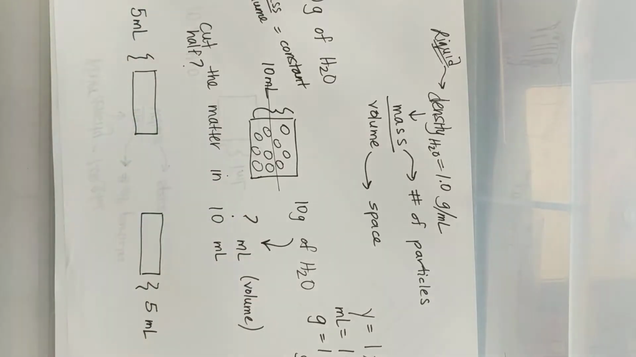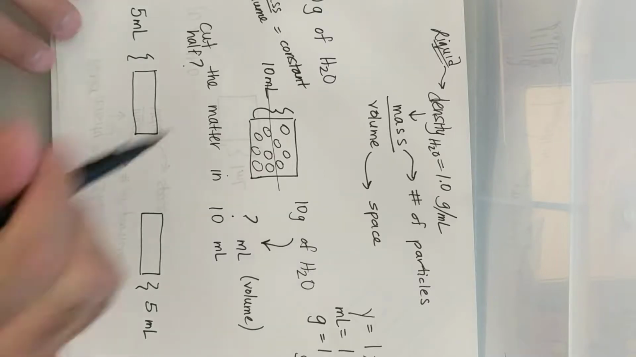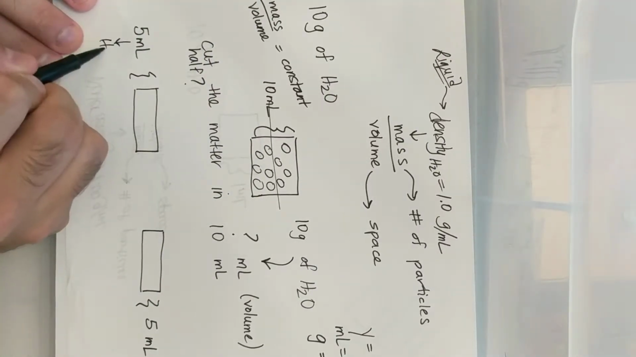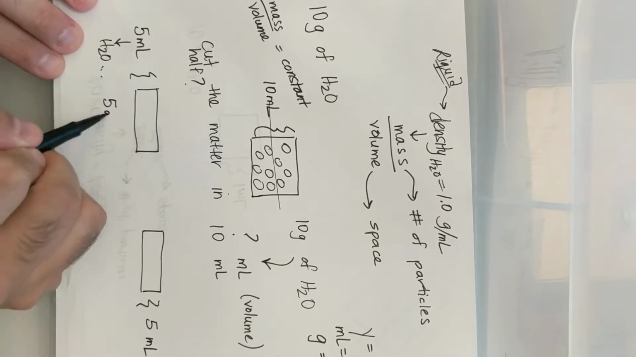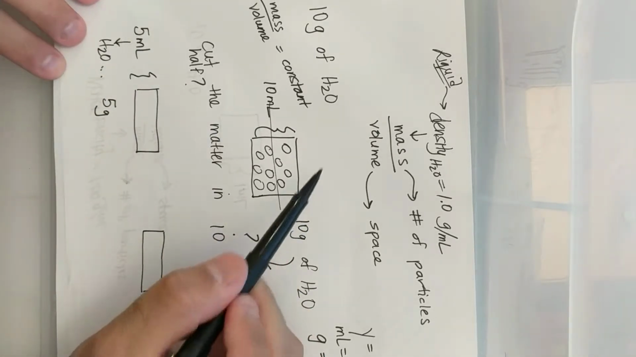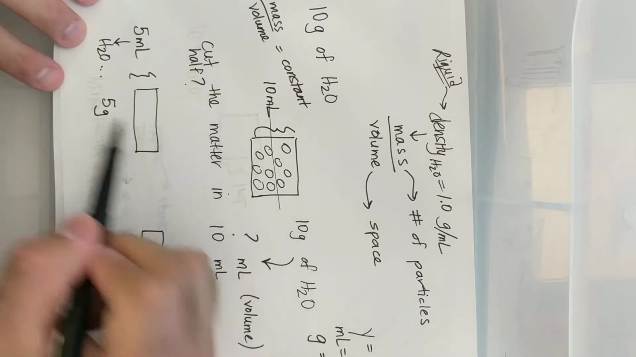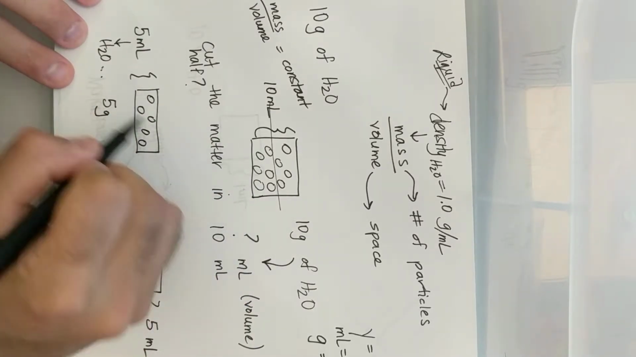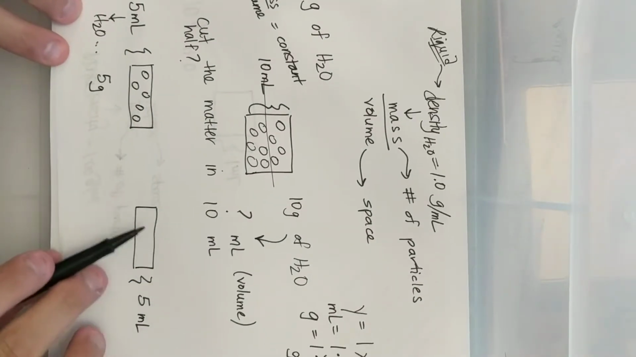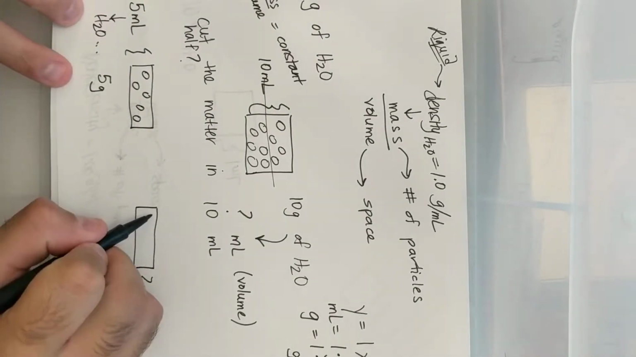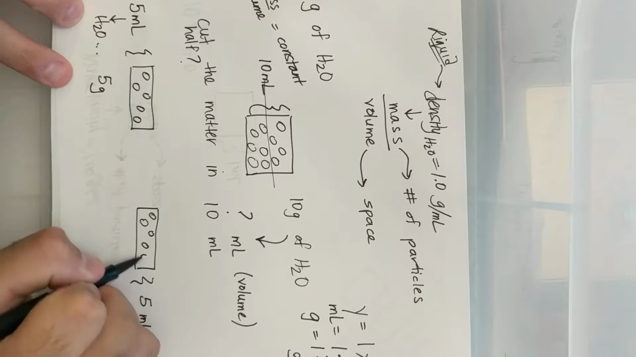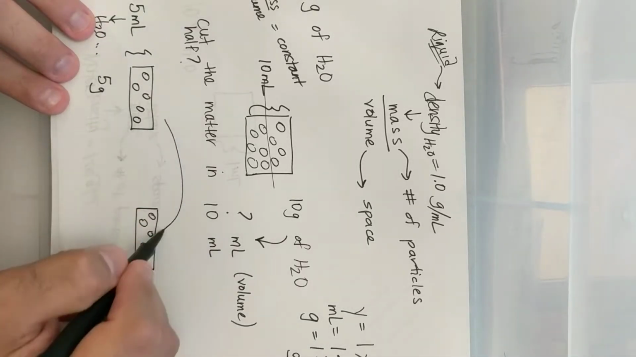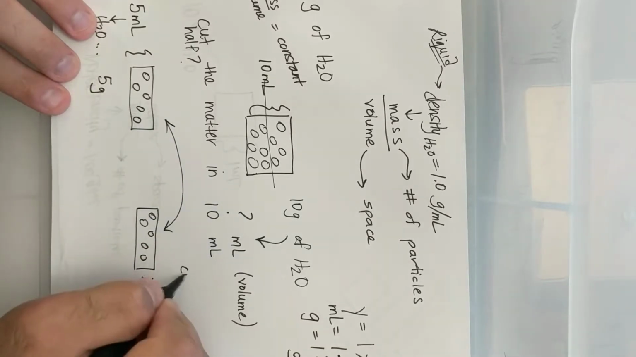How many particles must I draw in here to keep this ratio of mass to volume constant? Well, if I have 5 milliliters of H2O, I should still have 5 grams. Well, if I represented 10 grams by 10 particles, I'm going to represent 5 grams with 5 particles. 1, 2, 3, 4, 5. And the same should be over here if I have 5 milliliters. 1, 2, 3, 4, 5.